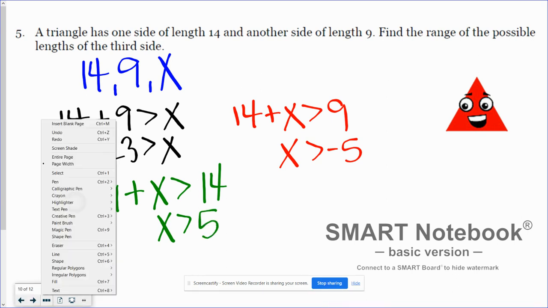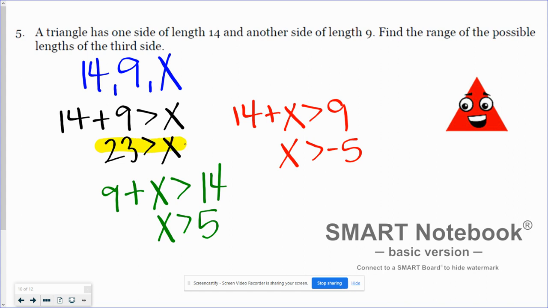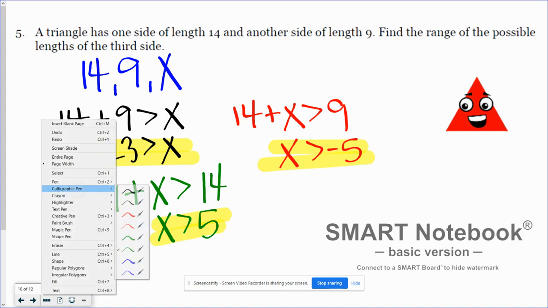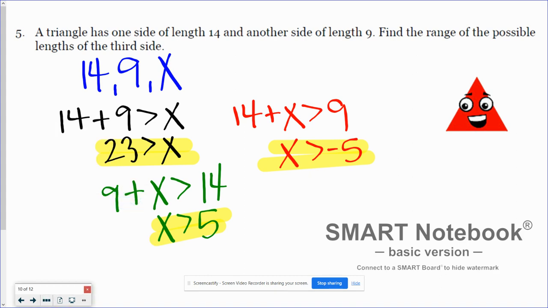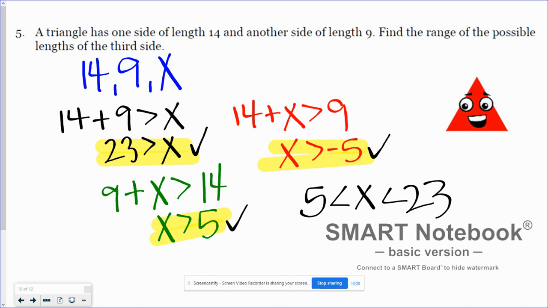So if we were to put all of these together, we would get a compound inequality, right? And let's face it, it has to be greater than 5 and greater than negative 5. So x has to be greater than 5, and it has to be basically less than 23. So when it comes to the range, 5 is less than x is less than 23.